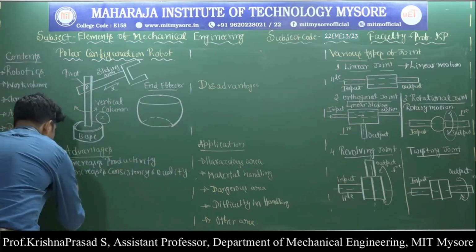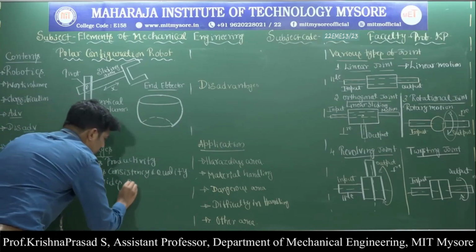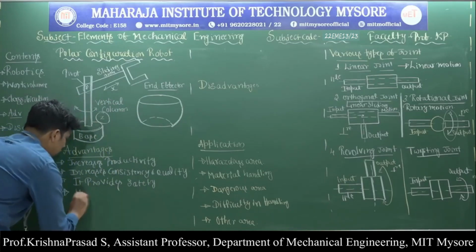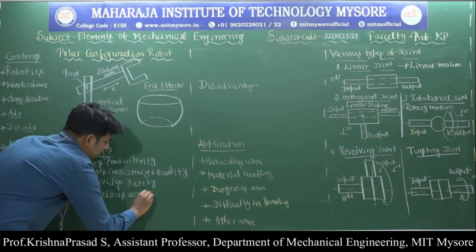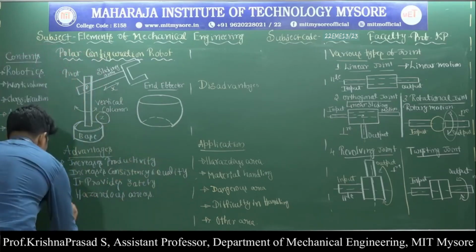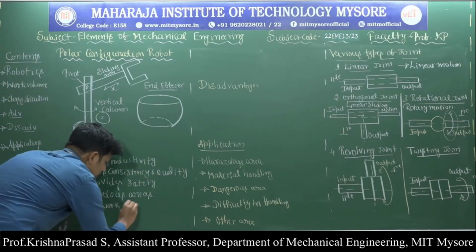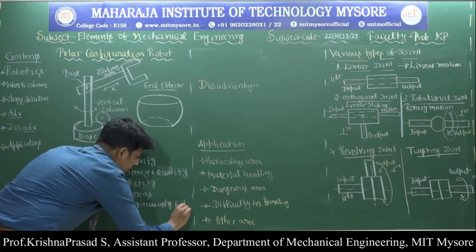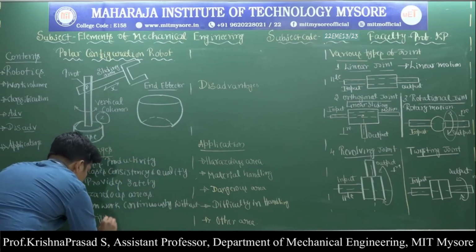Then it provides safety of the operation. Industrial robots can provide safety of the operation. Then it can also work in hazardous areas, where human labor cannot operate. Next, it can work continuously without facing fatigue problems.